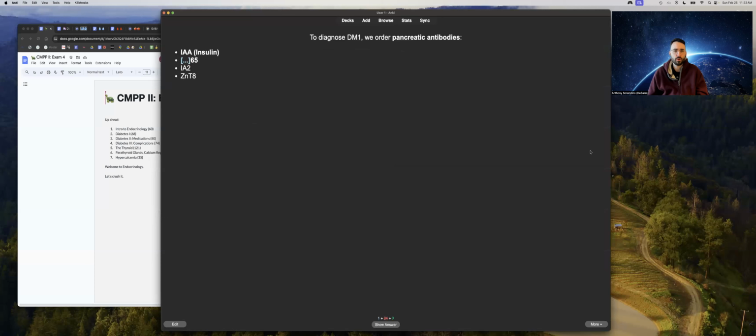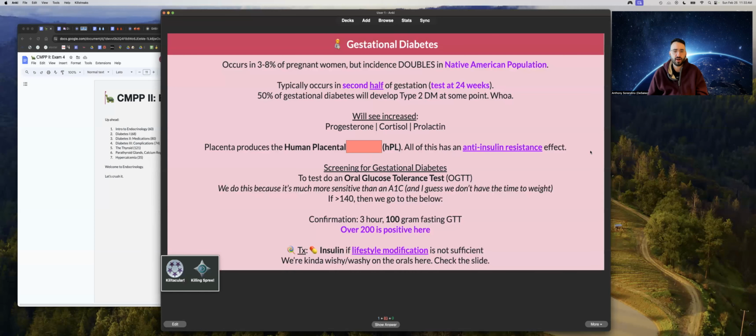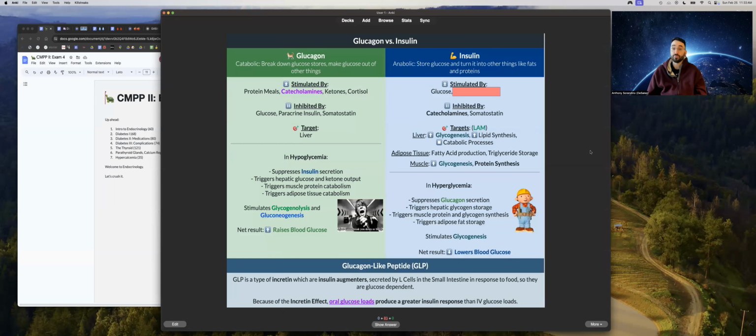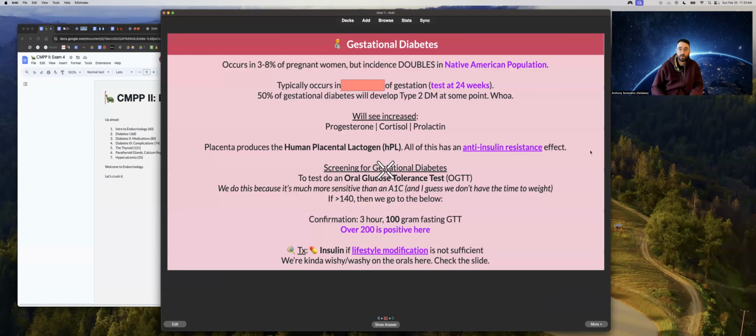To diagnose DM1, we order pancreatic antibodies, GAD65. Lactogen. 140, 150. The worst. Okay, we've seen every card. Stimulated by glucose and what? What stimulates insulin? Vagal stimulation. Yeah, that's important. Typically occurs in the second half.